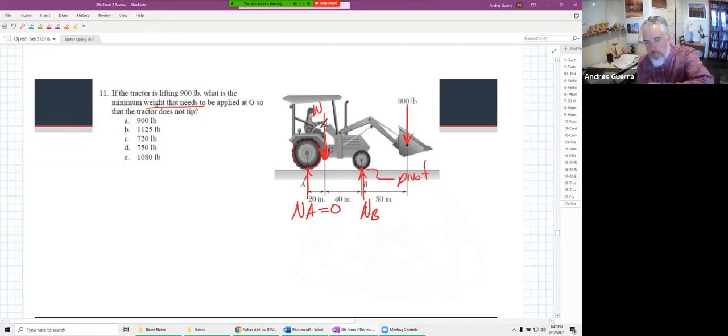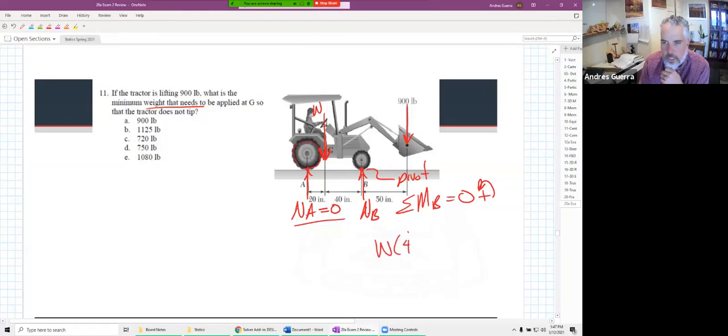If we do end up tipping this tractor over, we know then that NA is going to be 0, and we can solve for this W by summing moments at that pivot point B, setting it equal to 0. Our only unknown in that equation is going to be this W. In fact, it's going to be W times 40 inches, and then minus 900 times 50 equal to 0, and we can solve for W.